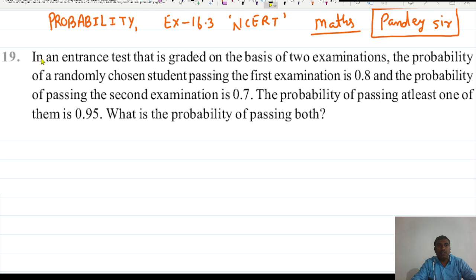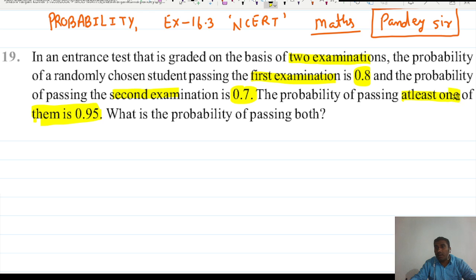We are discussing question number 19 here. In an entrance exam that is graded on the basis of two examinations, the probability of randomly choosing a student passing the first examination is 0.8, and the probability of passing the second exam is 0.7. Then the probability of passing at least one of them is 0.95. This is also given to us.